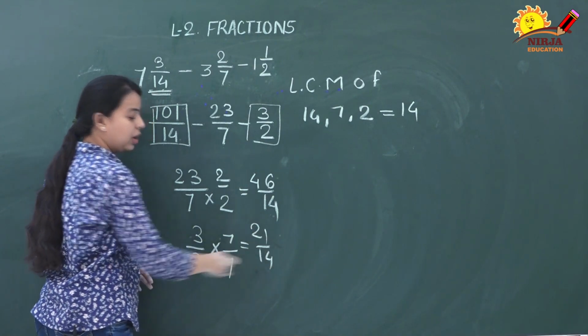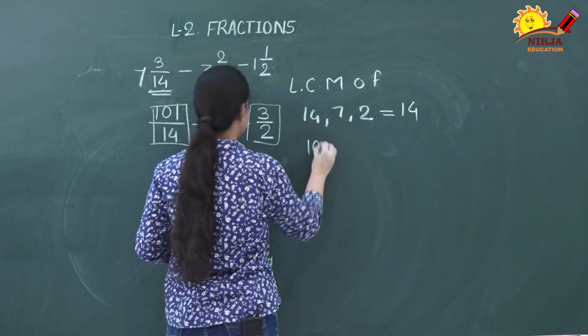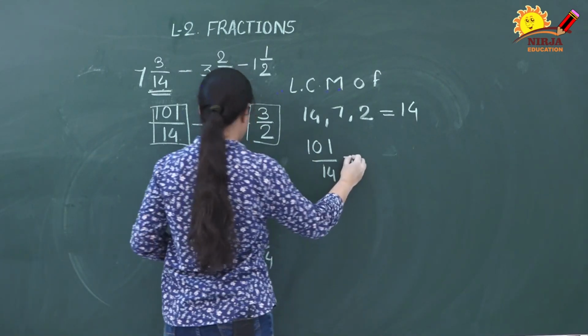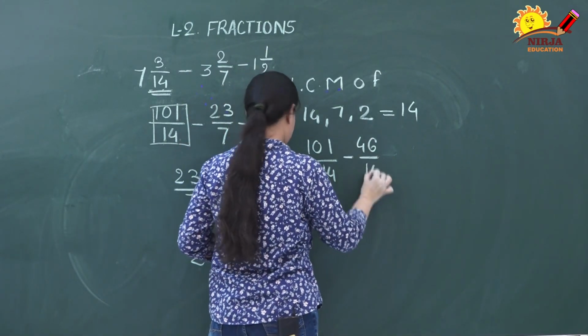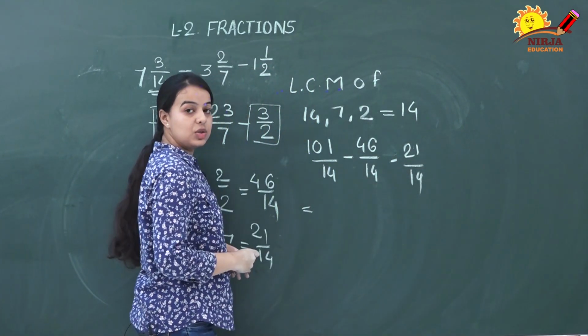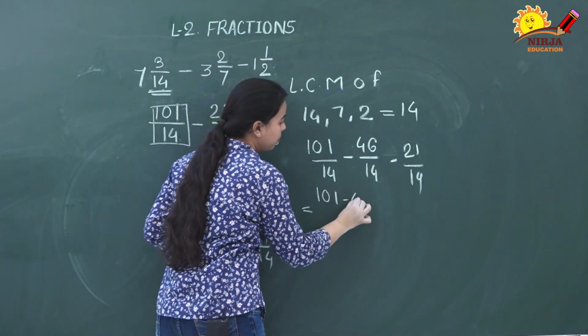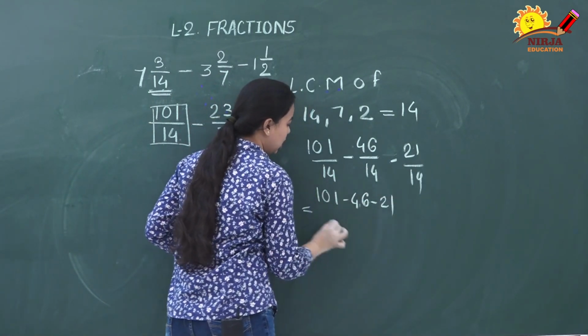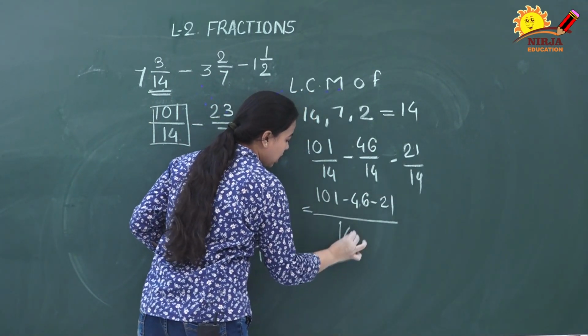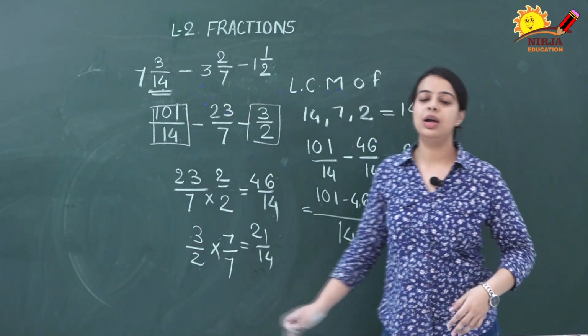and 21 upon 14. Now we all know how to do subtraction. Let's do it. 101 upon 14 minus 46 upon 14 minus 21 upon 14. What we are going to do is subtraction of numerators. Denominator we are going to put as it is. Do the subtraction and then you will have your answer.